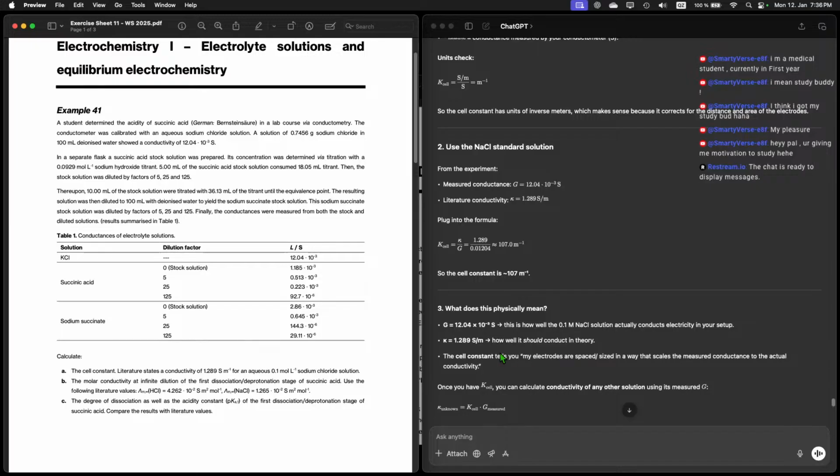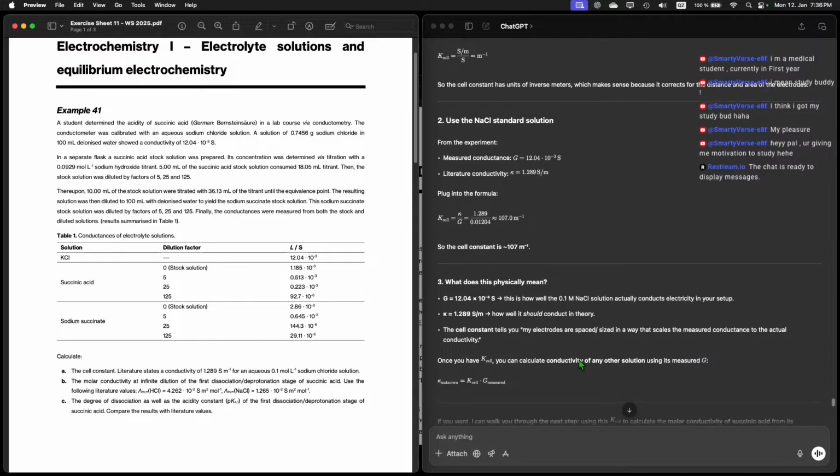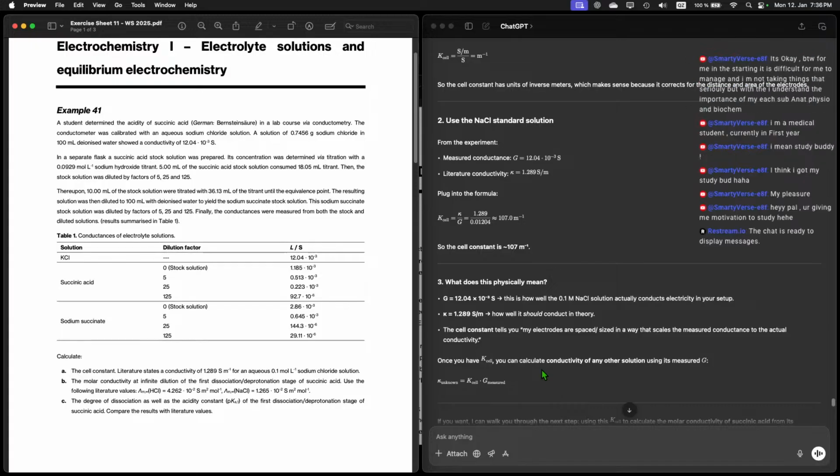The cell constant tells you my electrodes are spaced and sized in a way that scales the measured conductance to actual conductivity. Once you have K cell, you can calculate conductivity of any other solution using its measured G.